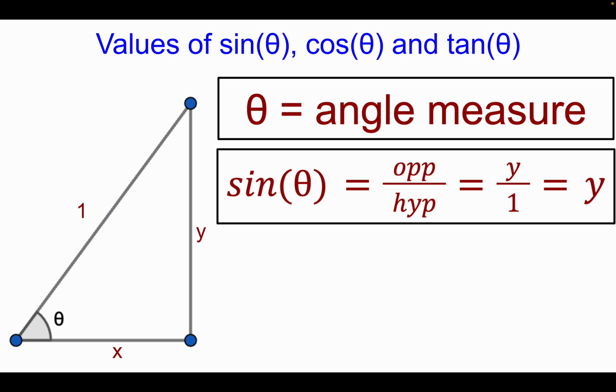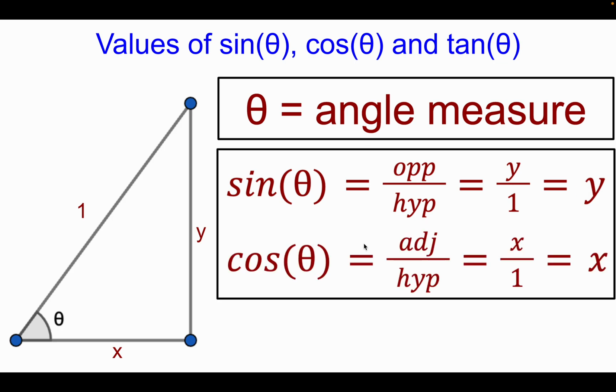All right, so the sine of theta is the opposite over the hypotenuse. This should just be a review from geometry. So if we look, the opposite of this angle is y. The hypotenuse is 1. Y divided by 1 is just y. So what this means is if you take the sine of any angle, that will tell you the y coordinate of that point on the unit circle.